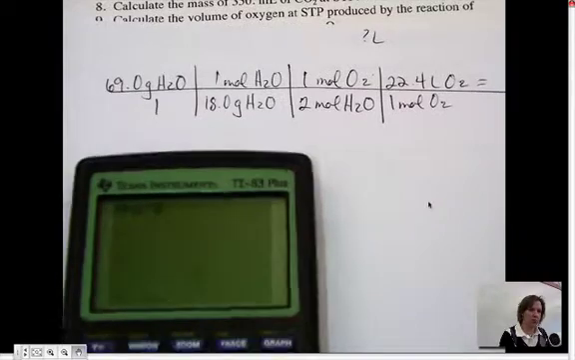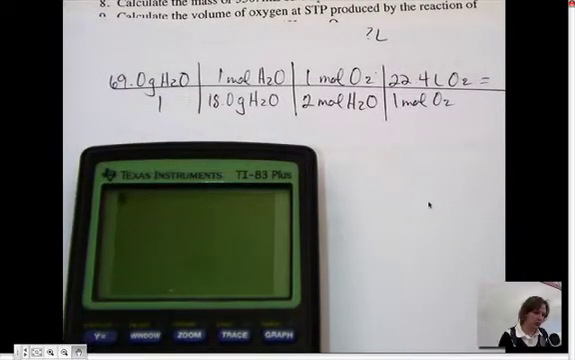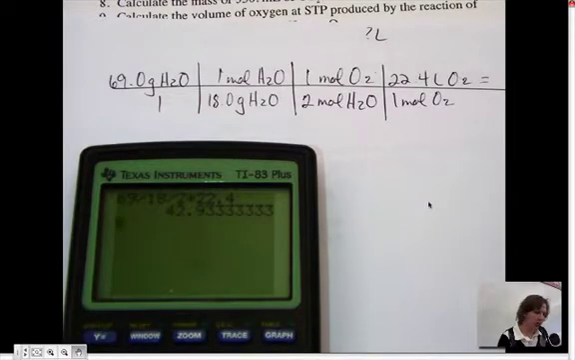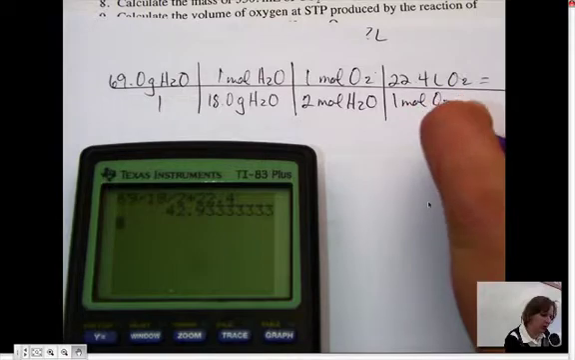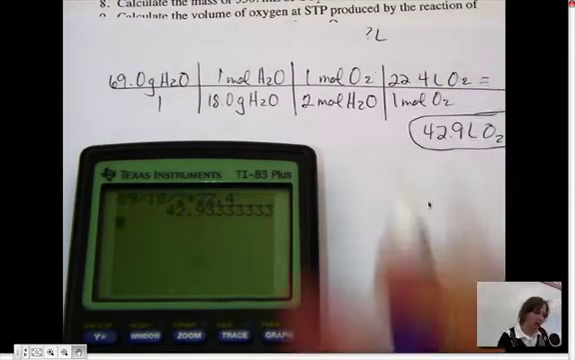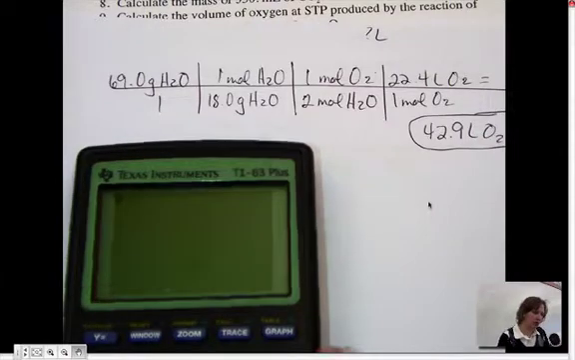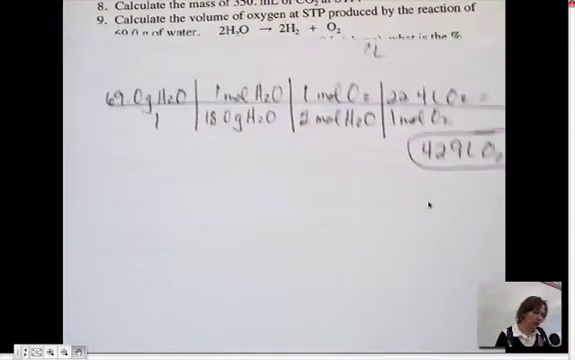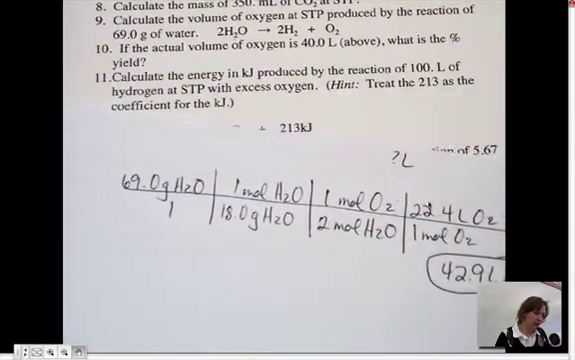Okay, and the calculator, this would be 69 divided by 18 divided by 2 times 22.4. So we got about, what do we want? 3 sig figs, 42.9 liters of oxygen. Okay, that was number 9.